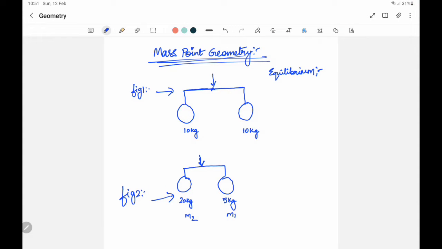Hi, welcome to the first session on the topic geometry. In this session, we are going to start with a small concept called mass point geometry.